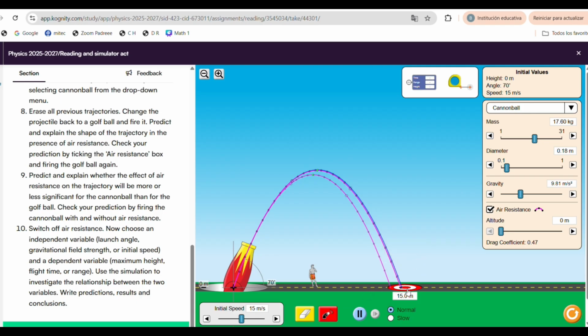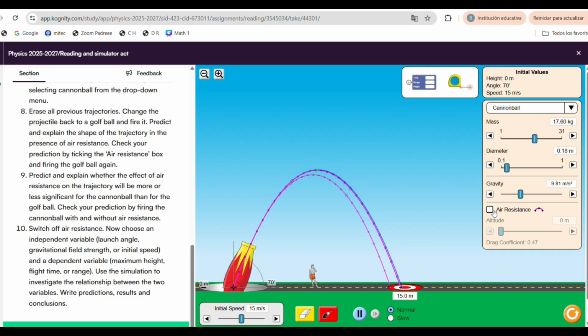Our last mission is to see the relation between an independent value and a dependent one. So we pick, why not, the initial velocity and the maximum height. We can see that by increasing the initial velocity, our ball will go higher. So we can make predictions like, if we put an initial velocity that is lower than the previous one, our maximum height will also be lower.